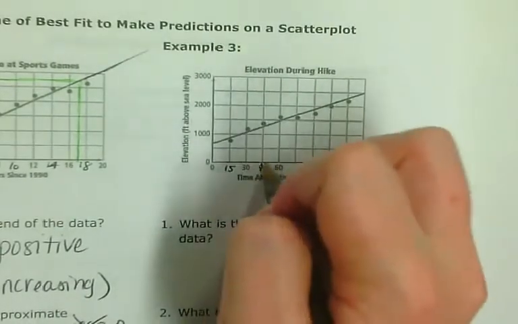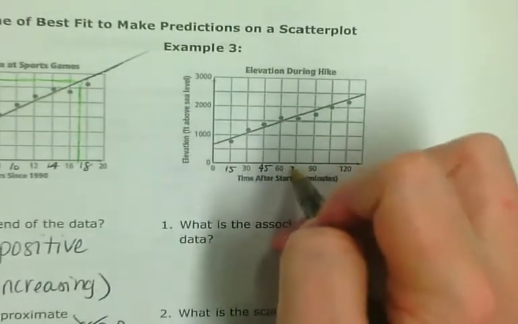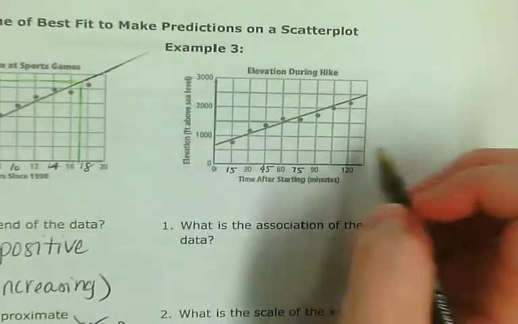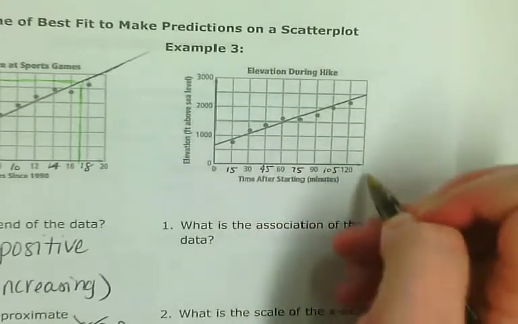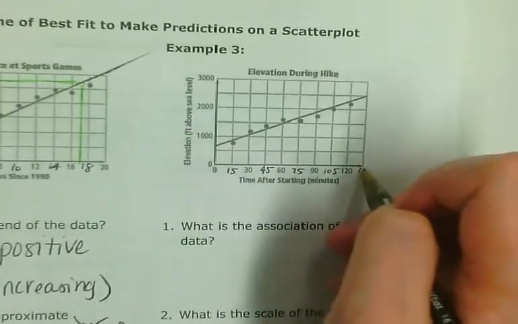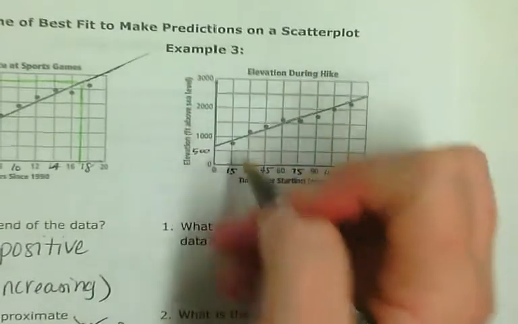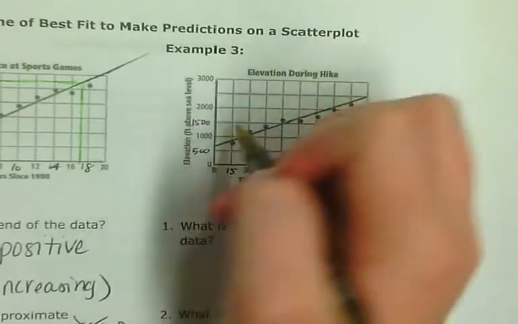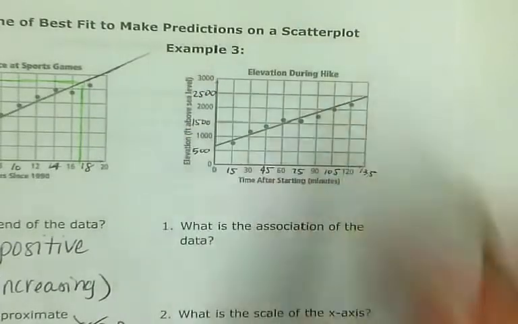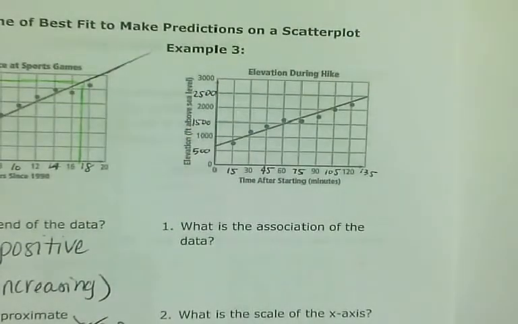45. Okay. Between 60 and 90? 75. And between 90 and 120? 105. And then what's that last one after 120? 135. Counting by 15s is kind of funky sometimes. All right, so that's our minutes that someone's been hiking. And then the y-axis would be elevation. So I see 1,000. So what would be halfway between that? Yeah, so we're really counting by 500. So it's 500. The next one is 1,500. And then 2,500.